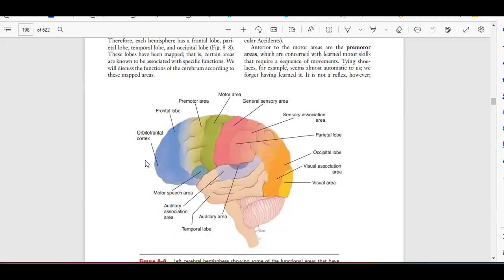And we have the orbitofrontal cortex, which is helpful for social behavior.